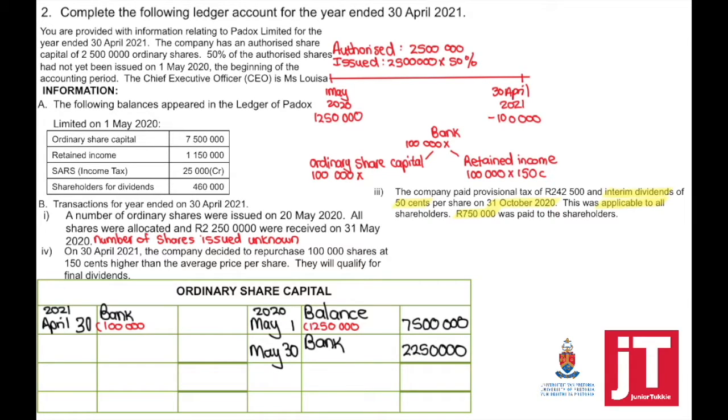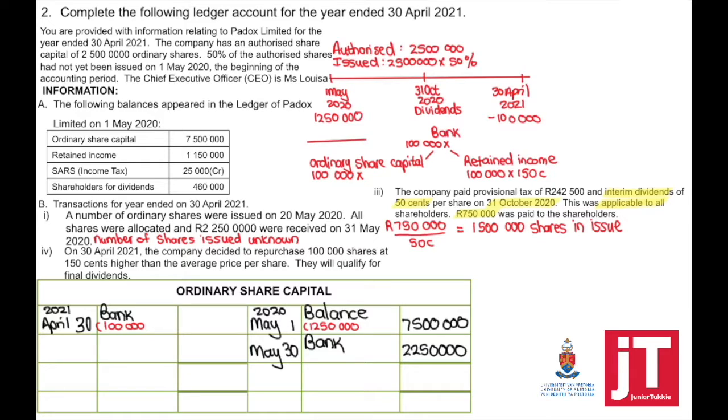If you look at the information B, number 3, the company paid provisional tax, we'll look at that later on, and interim dividends of 50 cents per share on 31 October 2020. This was applicable to all shareholders. 750,000 was paid to the shareholders. So if I want to find out the number of shares that was in issue, we take 750,000 divided by 50 cents, which means 1.5 million shares was in issue when we calculated the dividends that was paid to the shareholders. And they said it was applicable to all the shareholders.